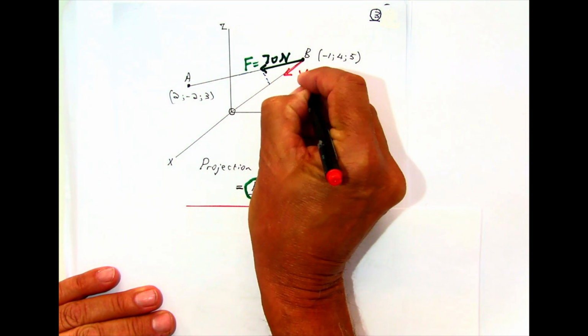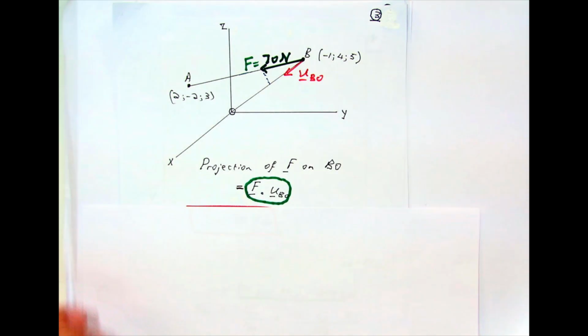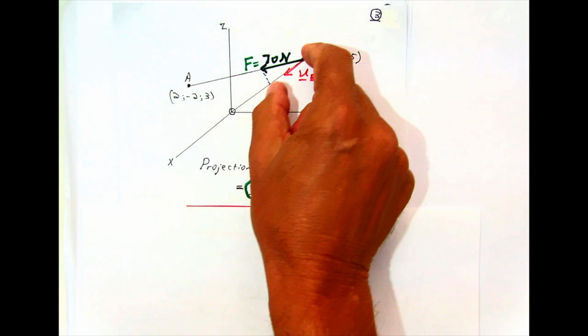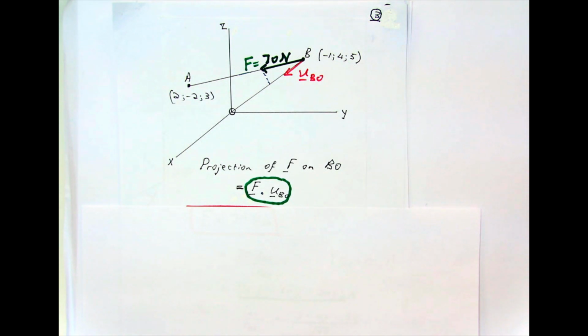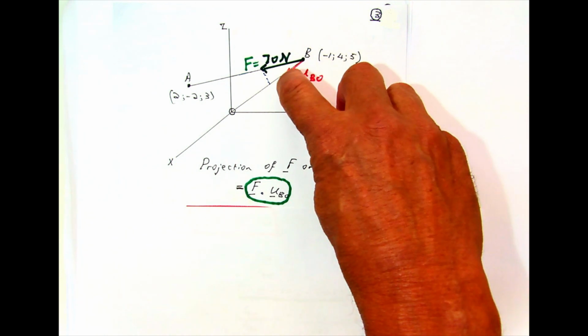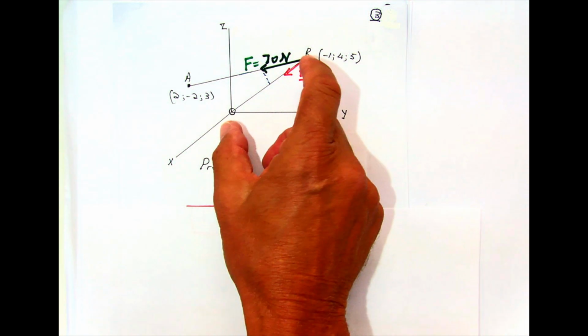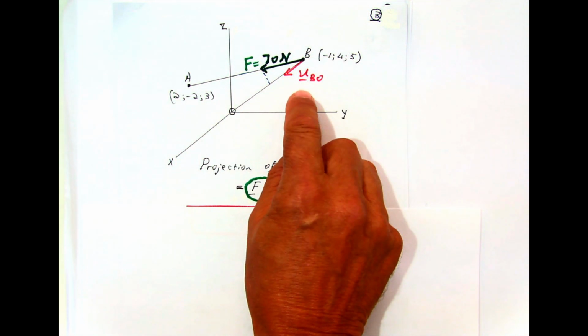So U, E, O. If you dot those two, you will also get that projection. And one can prove that. You get the same answer as in the case where you have the angle and you say 70 cos theta. So instead of working out the angle, you need to work out this.